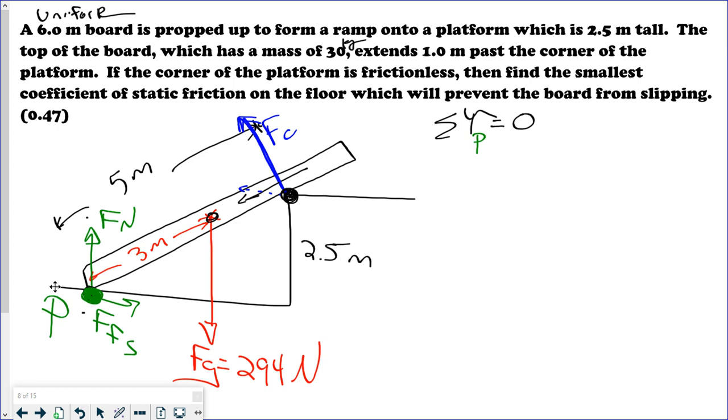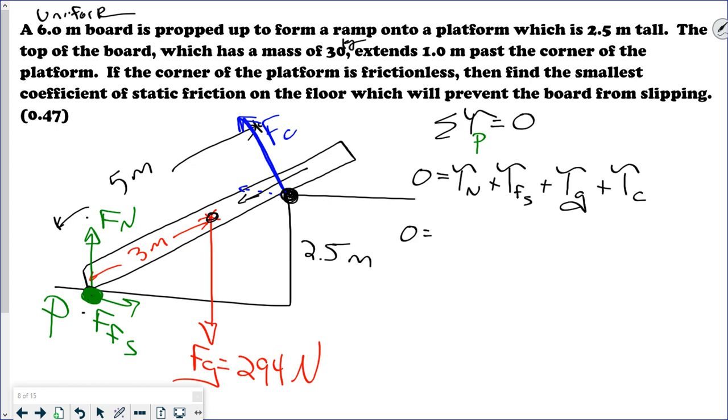All right, so what that means is my net torque is 0. That net torque is equal to the torque provided by the normal force, which is going to be 0, plus the torque provided by our static friction, which is going to be 0, plus the torque provided by gravity, plus the torque provided by that corner. Those all have to add up to 0. So here we go. 0 equals, let's just cross these guys out. Those are both 0, right? Okay, so our torque provided by gravity.